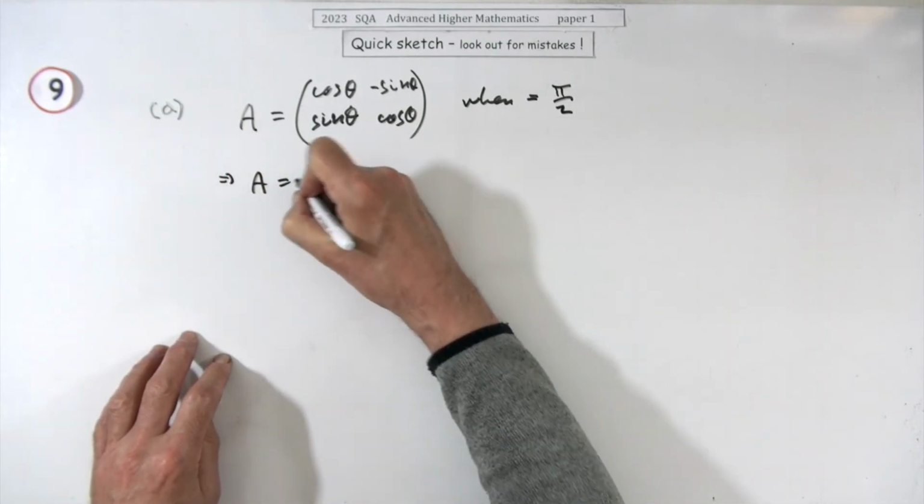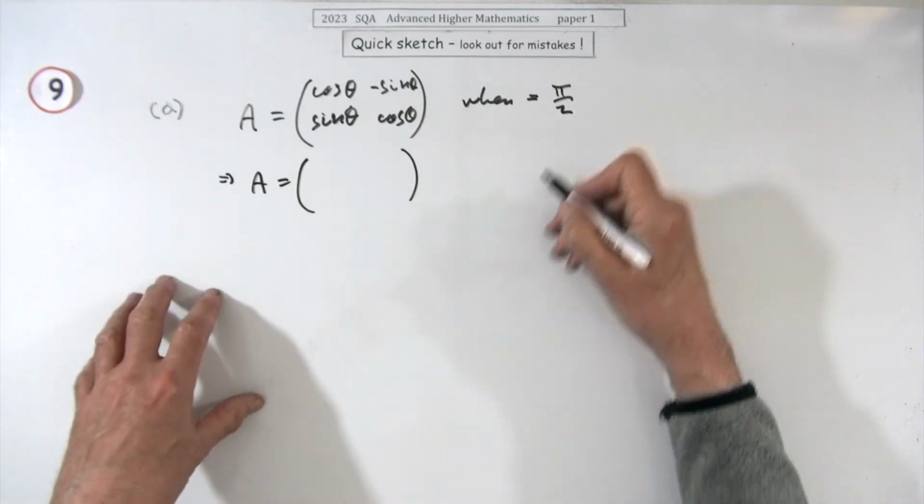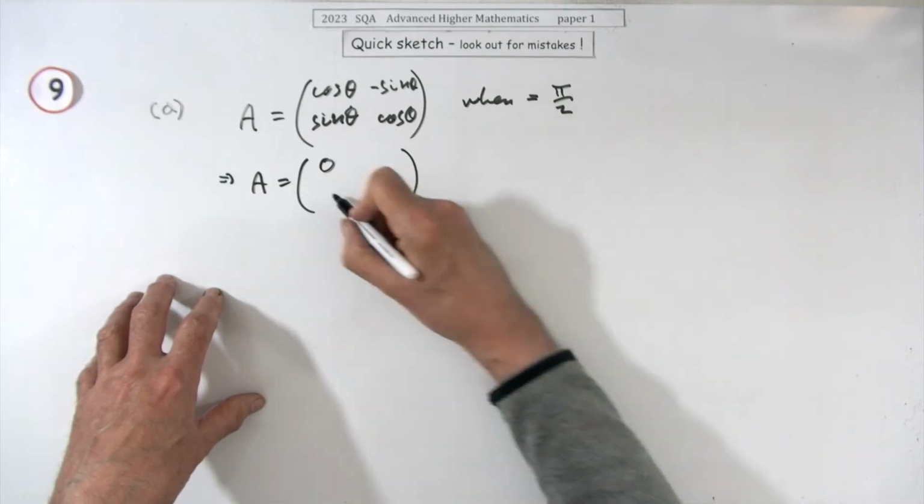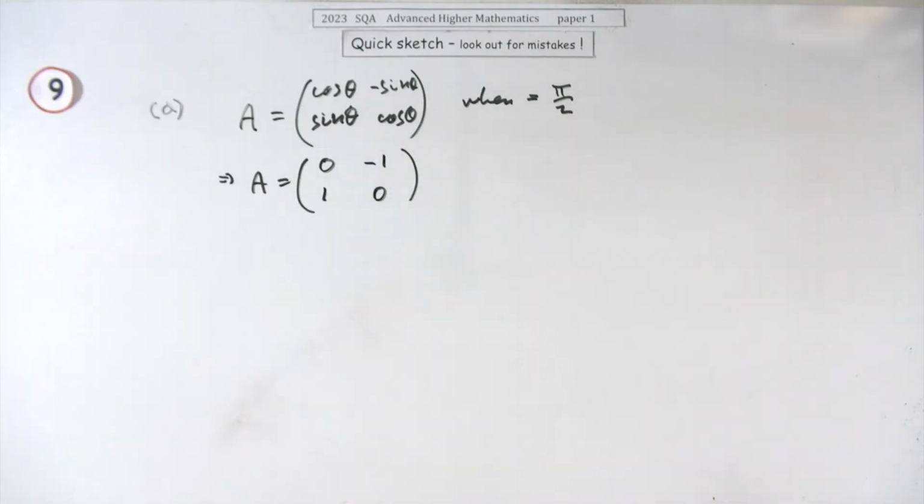So that means that A is going to be, just feed those numbers in. So those are the 90s then. So cos of 90 is 0, sine of 90 is 1, and that'll be negative 1, and that'll be 0.